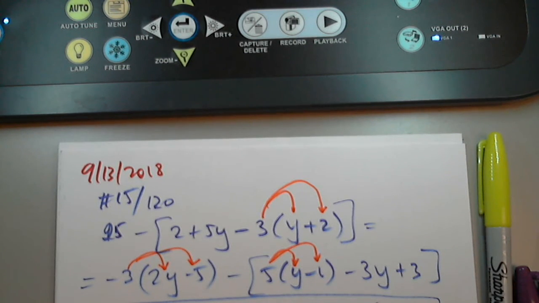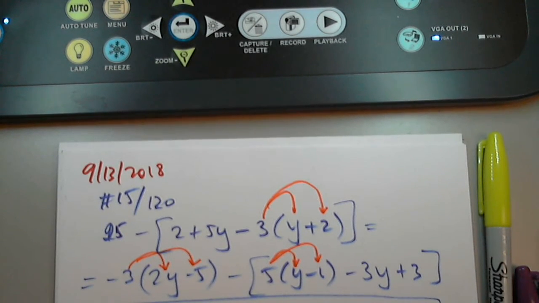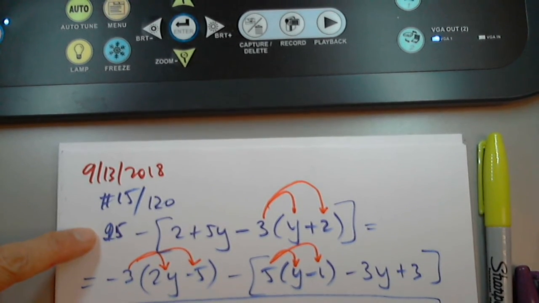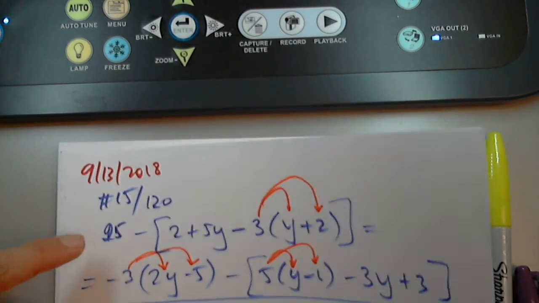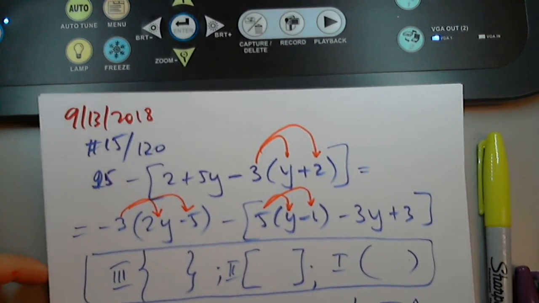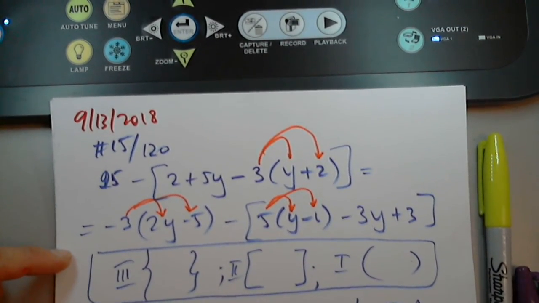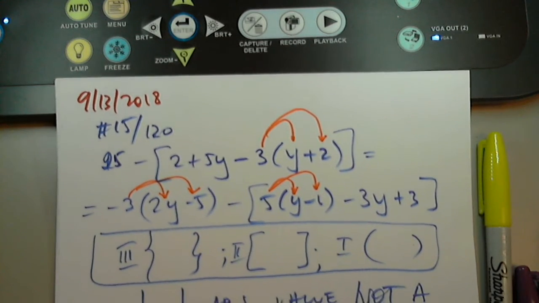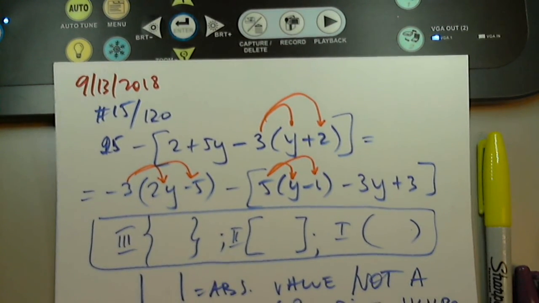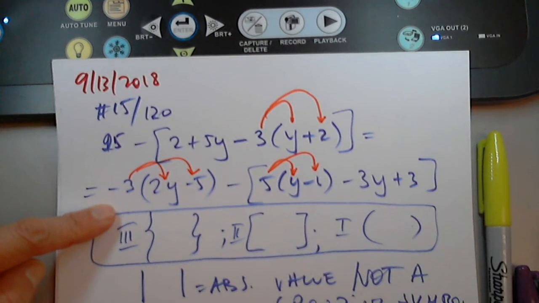So can anyone dictate the first step? I have to copy 25. Everything else gets copied. Nothing will be changed. So 25 minus bracket. I have to copy 2 plus 5y. But now what do I write next? Minus 3y minus 6. Close the bracket, and I reach the equal symbol. Perfect. Good. Then the equal symbol.